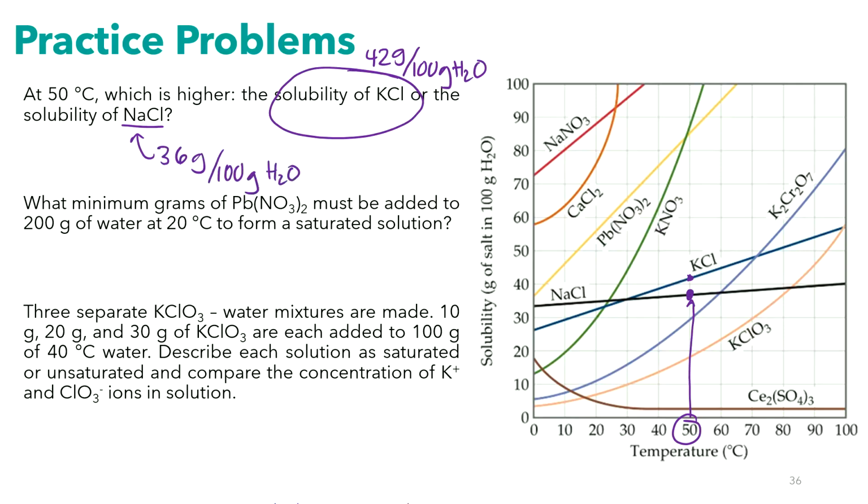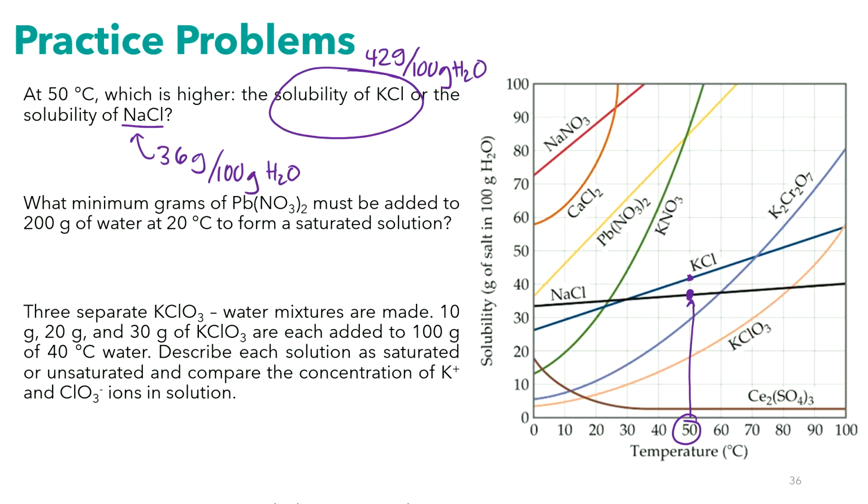And then, what minimum grams of lead nitrate must be added to 200 grams of water at 20 degrees Celsius to form a saturated solution? That line is telling me where I hit saturation. I'm going to go to 20 degrees, walk up, and hit that yellow line. I say, oh, it's 55. Is 55 grams the right answer? No, because it asked for 200 grams.